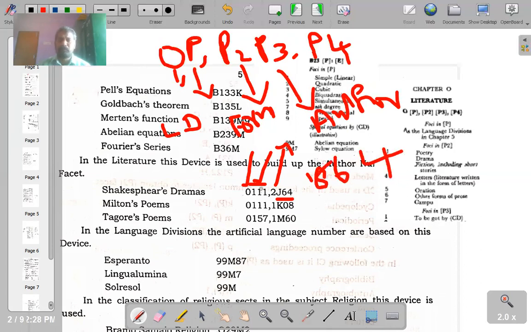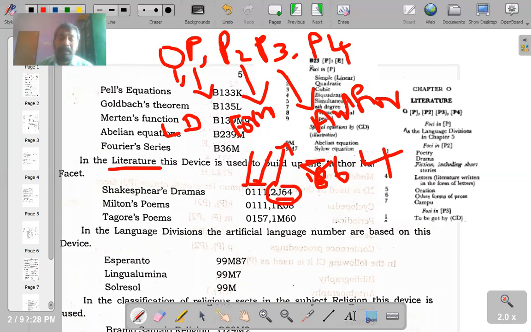Okay, I think 1564. I'm sure 1564. So the year of birth of the author is converted and it is used as P3, where in the main class O literature. Fine, I think it's clear to you.